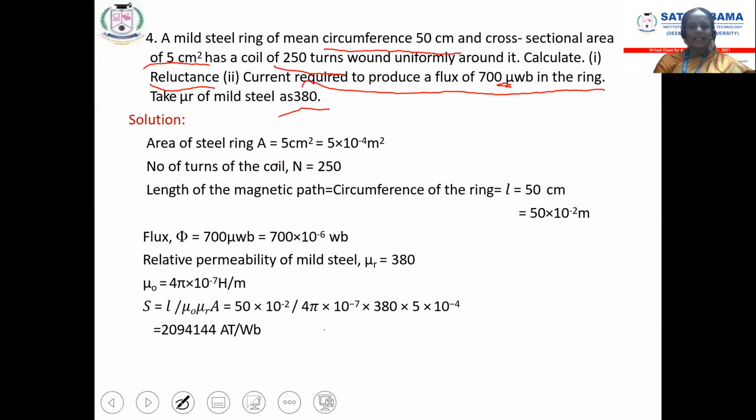I think all the data are known. The circumference is the length of the ring. It's a ring, so the circumference is 2 pi R, that is the length. The length is given as 50 centimeter, mu naught is 4 pi into 10 power minus 7, mu R is 380, and area 5 centimeter square converted into meter square is 5 into 10 power minus 4 meter square. So you can find the reluctance. I think you people are getting the reluctance value.